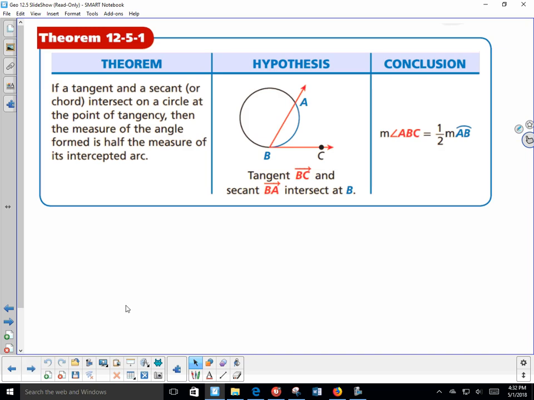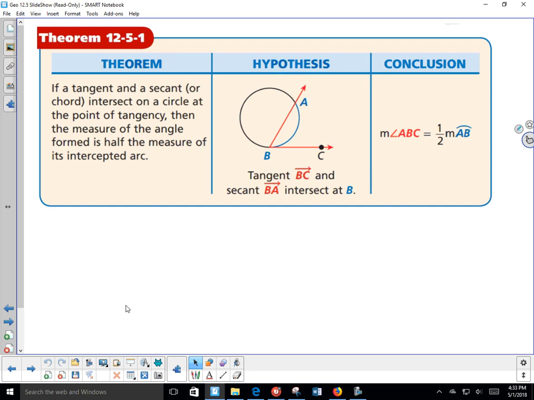In this theorem it says if a tangent and a secant or a chord intersect on a circle at the point of tangency, then the measure of the angle formed is half the measure of its intercepted arc. So at any time during this video, feel free to stop and pause or rewind as you need.